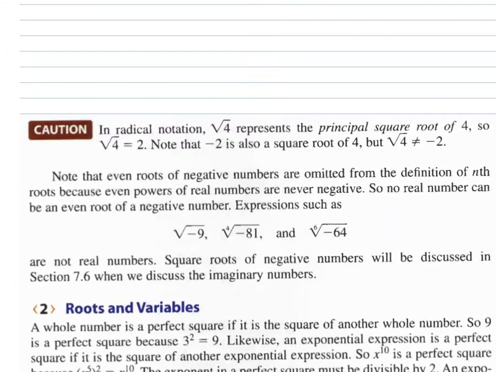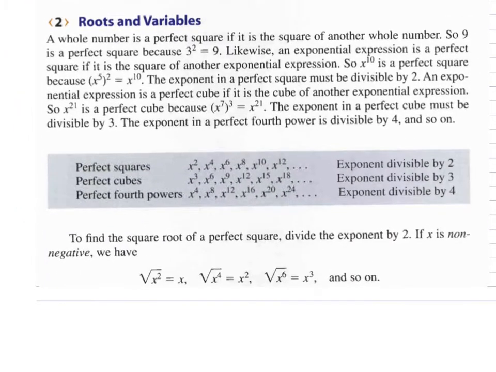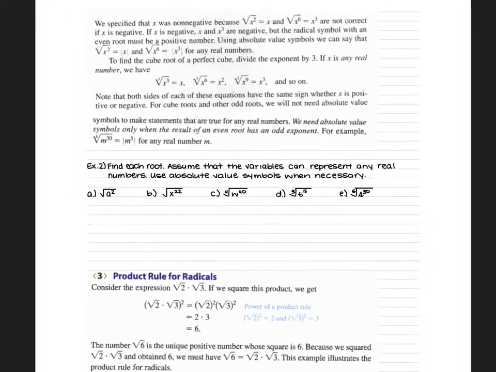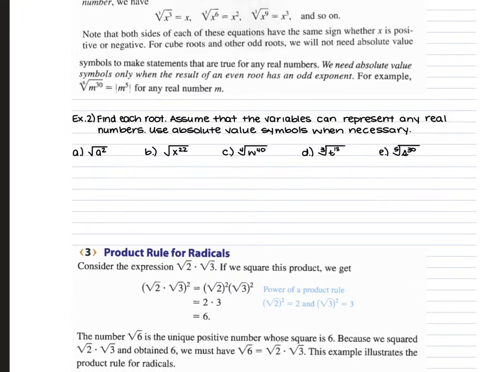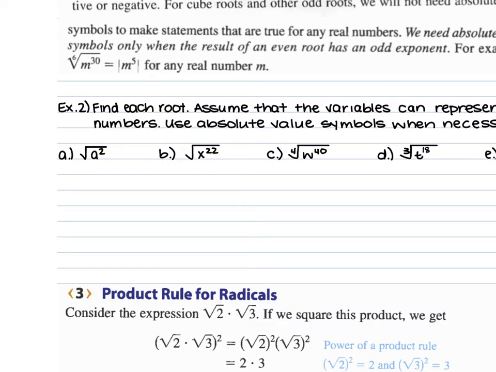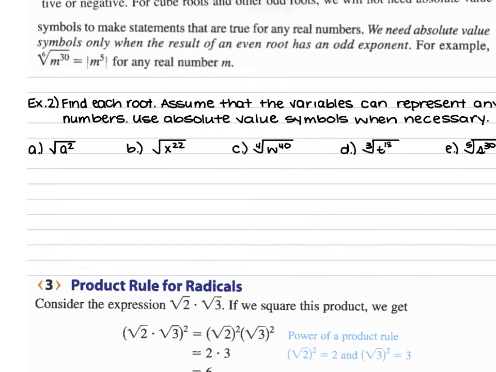For the next part of our lesson, we're looking at variables in these radicals. When you look at these variables within these radicals, you want to divide the power by the index. Whatever's left over stays underneath the radical. So if we look at the next section, example 2, we're just finding each root, and we're assuming that all variables can represent any real numbers. We're going to use absolute value symbols when necessary. I'm not going to worry about the absolute value. The only thing that I want you to worry about is to make sure that you are dividing the power by the index.